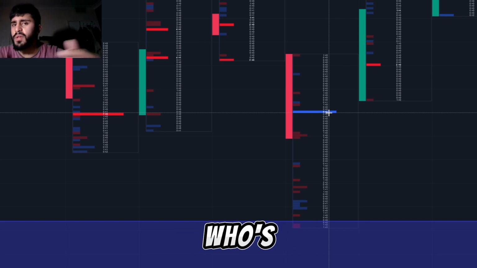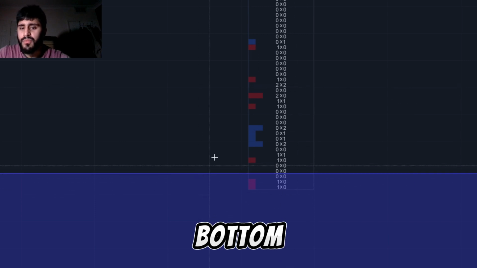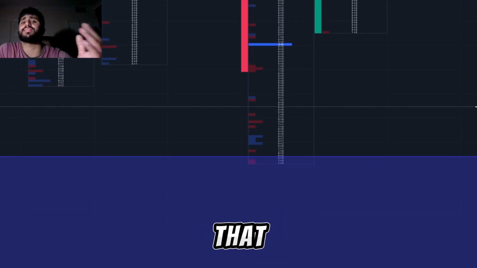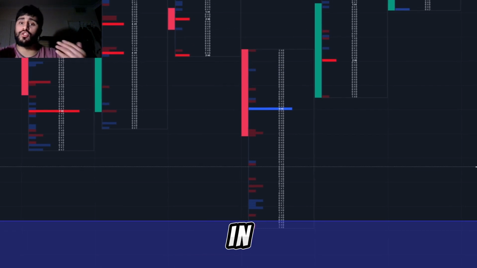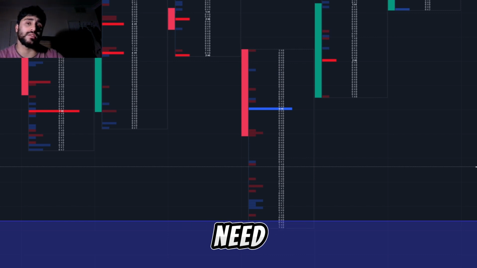But you want to look at who's being rewarded. So we've come into a bullish fair value gap, right? Notice the sellers at the bottom. These sellers have not been rewarded, which means that sellers are no longer in control. Sellers are aggressive, but they're not in control. This is the most important thing you need to understand, right?